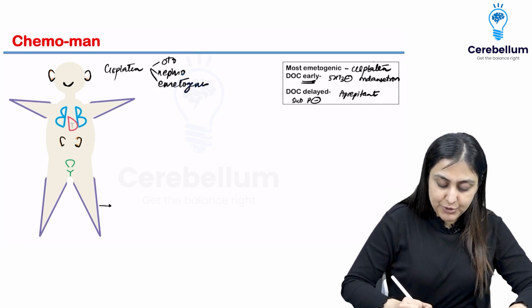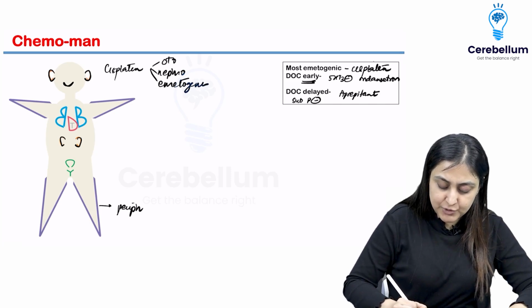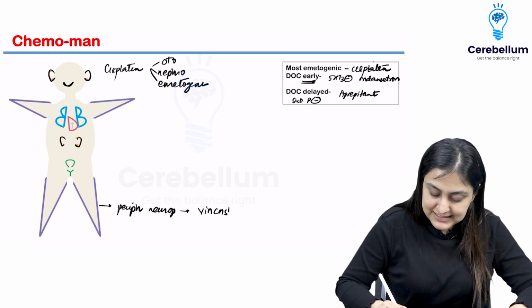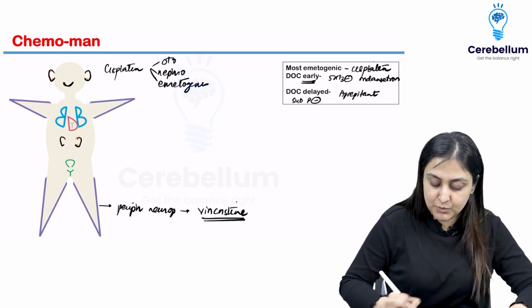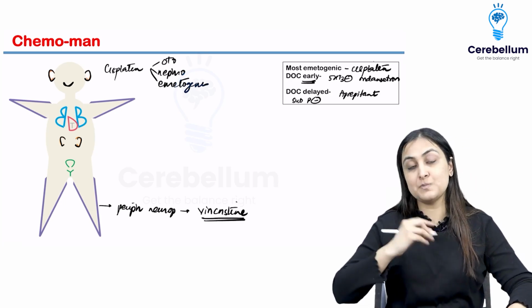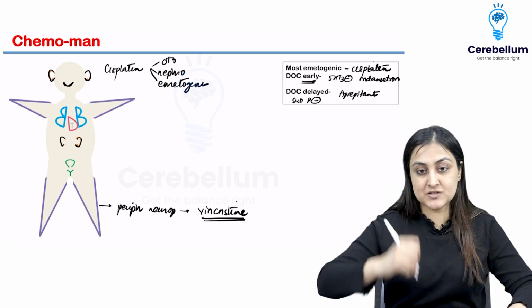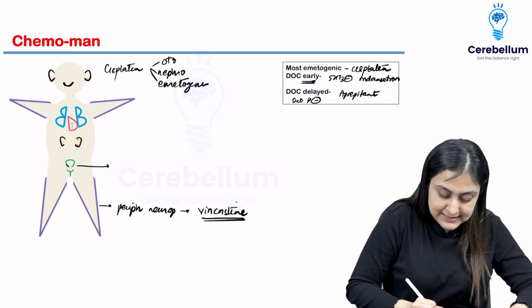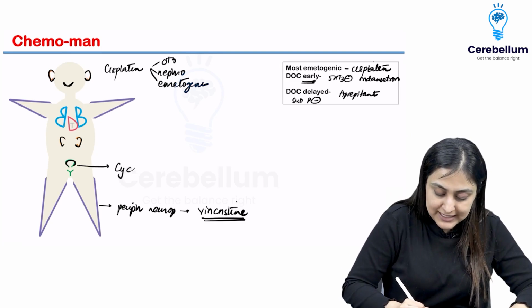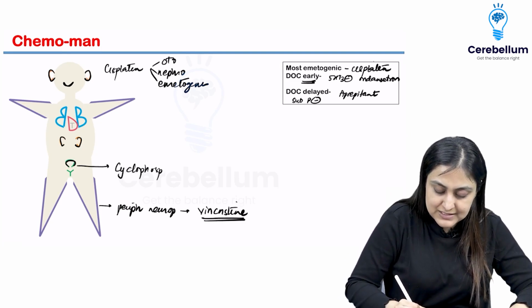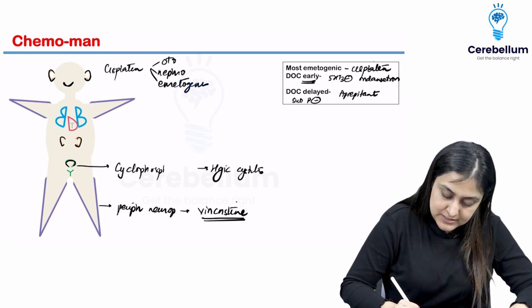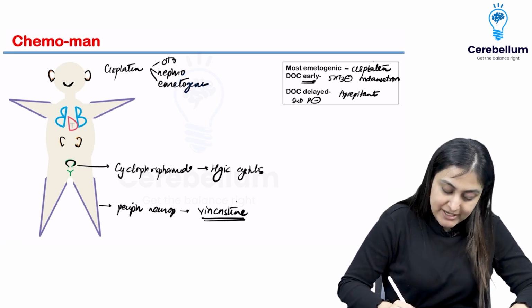Then, where do you have peripheral neuropathy? So, you want to remember peripheral neuropathy is by vincristine. Yeah, so vincristine spares the bone marrow, but it again causes peripheral neuropathy. So, this is the V of vincristine. Then you can see a C here at the bladder. So, this is cyclophosphamide, which causes hemorrhagic cystitis. Okay, so this is cyclophosphamide.